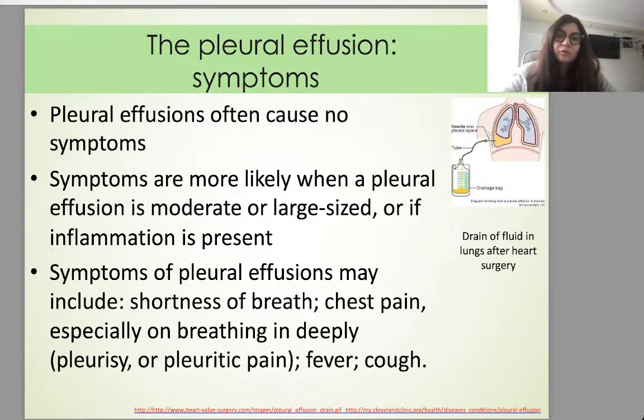Symptoms of pleural effusion. In the clinic, in such patients, often we can see no symptoms at all. Symptoms are more likely when a pleural effusion is moderate to large size or if inflammation is present. Symptoms of pleural effusion may include shortness of breath, chest pain, especially on breathing in deeply, like for example in pleurisy or pleuritic pain, and they can include fever and cough.